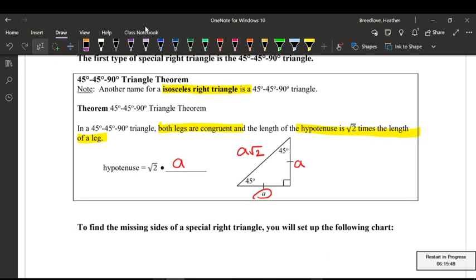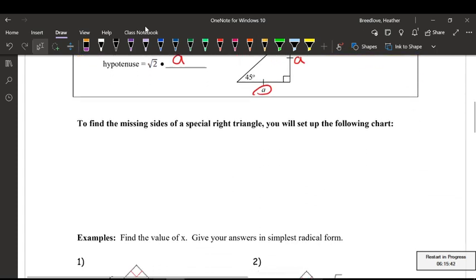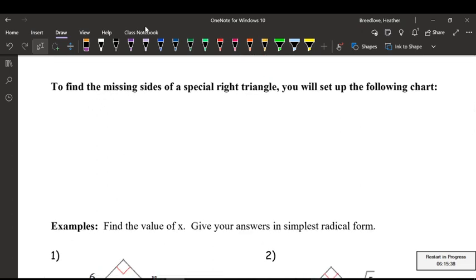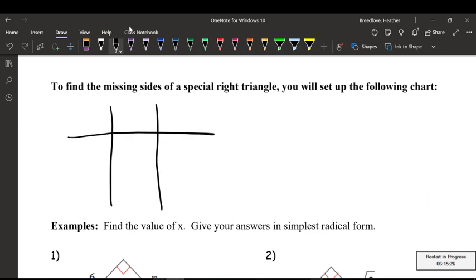All right, so that is the official theorem, and you could draw it out and do it that way if you like, but I'm going to show you a very simple method. I call it the tic-tac-toe method. And you start by creating a chart, a tic-tac-toe table. And we're going to have a different one tomorrow for the 30, 60, 90 special right triangle. But today we're dealing with 45, 45, 90.